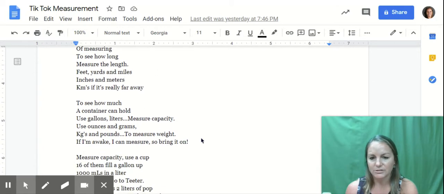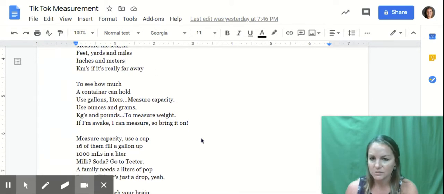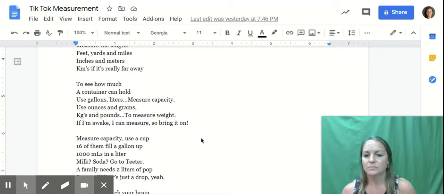For the sake of the song, I'm using the abbreviations, but KMs is really far away. So obviously, you're not going to measure how long your pencil is with a kilometer. So know that it's for far distances. This next part of the slow part is about capacity, and then it goes back into weight. So capacity and weight, both of those are in this stanza.